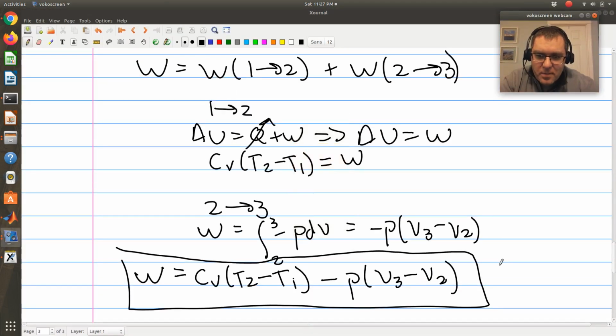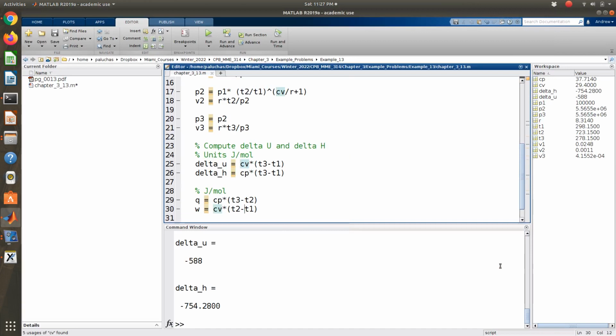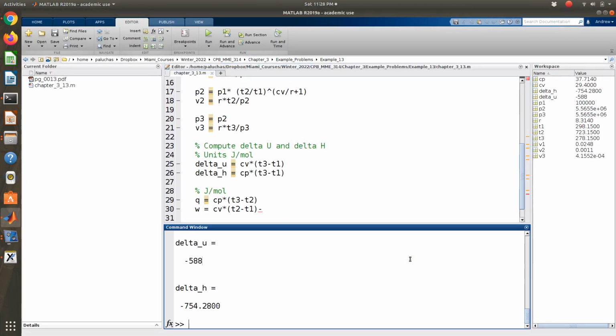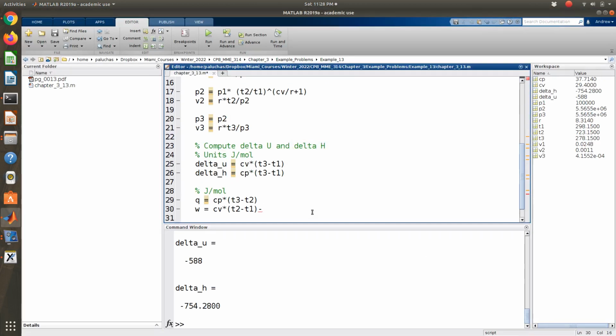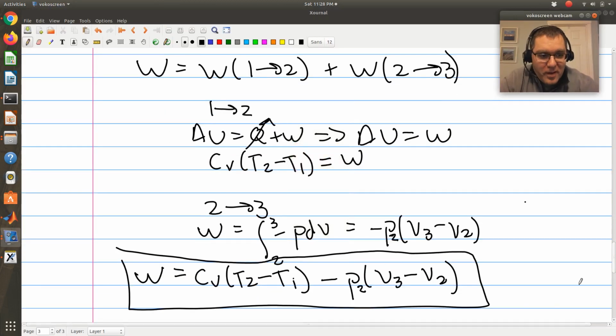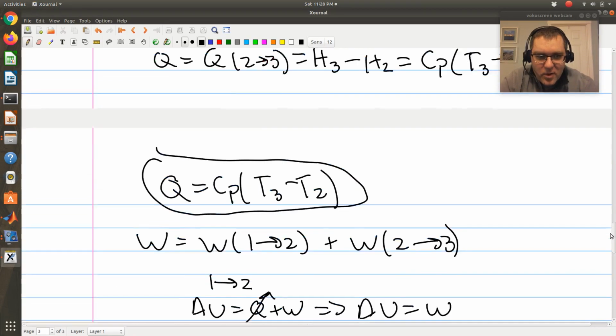So W, though, is Cv (T2 minus T1) minus P. Now, which P do I use here? Well, remember, P2 is equal to P3. So let me mark this as P2 so we know which value to plug in there. So minus P2 times (V3 minus V2). So I get Q and I would get W. This would be Q and W for my process. I've got T, P and V's throughout.